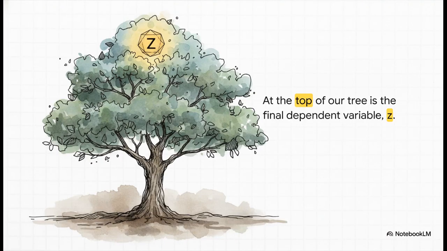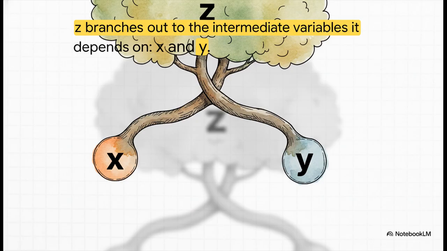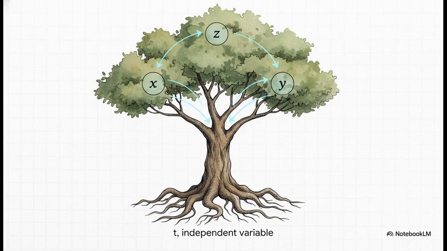Okay, so let's build one. At the very top of the tree, think of it as the treetop, we have our final result, z. This is the thing whose change we're trying to figure out. Now, z doesn't just come from anywhere. It depends on x and y. So, from z, we draw two branches reaching down, one to x and one to y. These are our middlemen, our intermediate variables. And at the very bottom, we have the root of it all, the source of the change, our independent variable, t. Since both x and y depend on t, we connect them. And just like that, we have a perfect map showing how change flows from the root, t, up through both branches to the top, z.